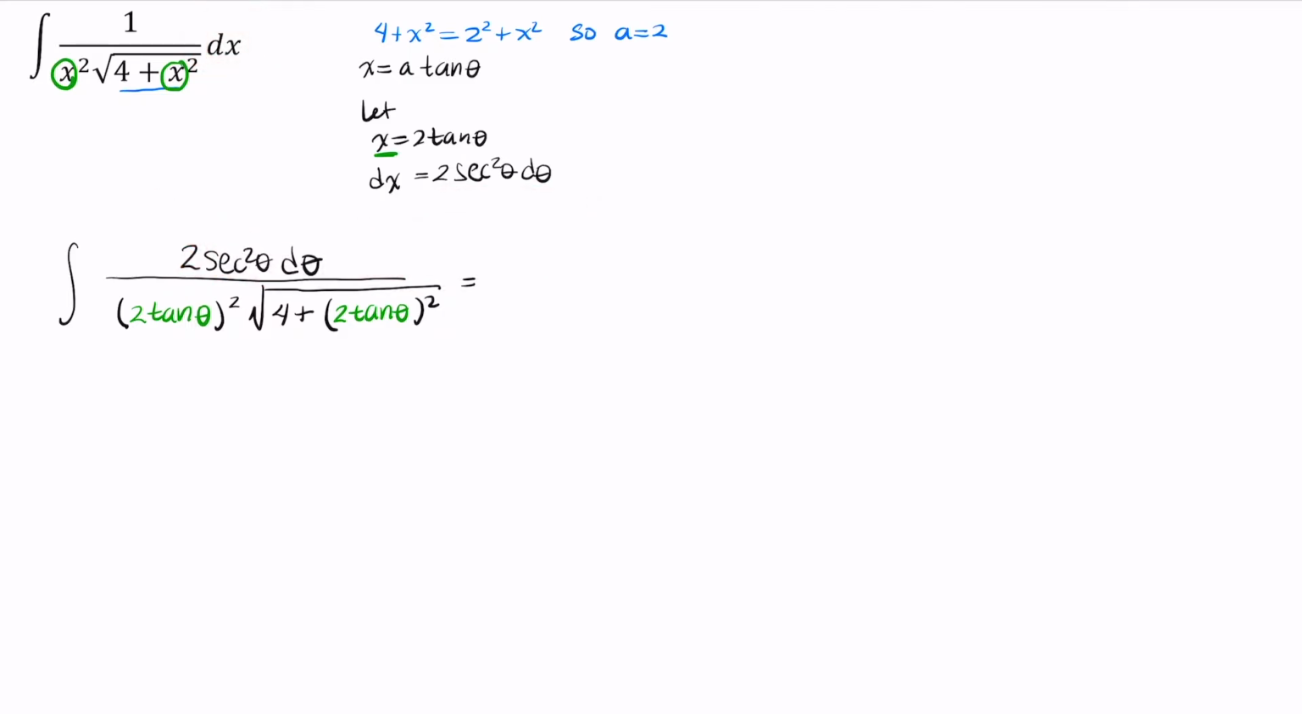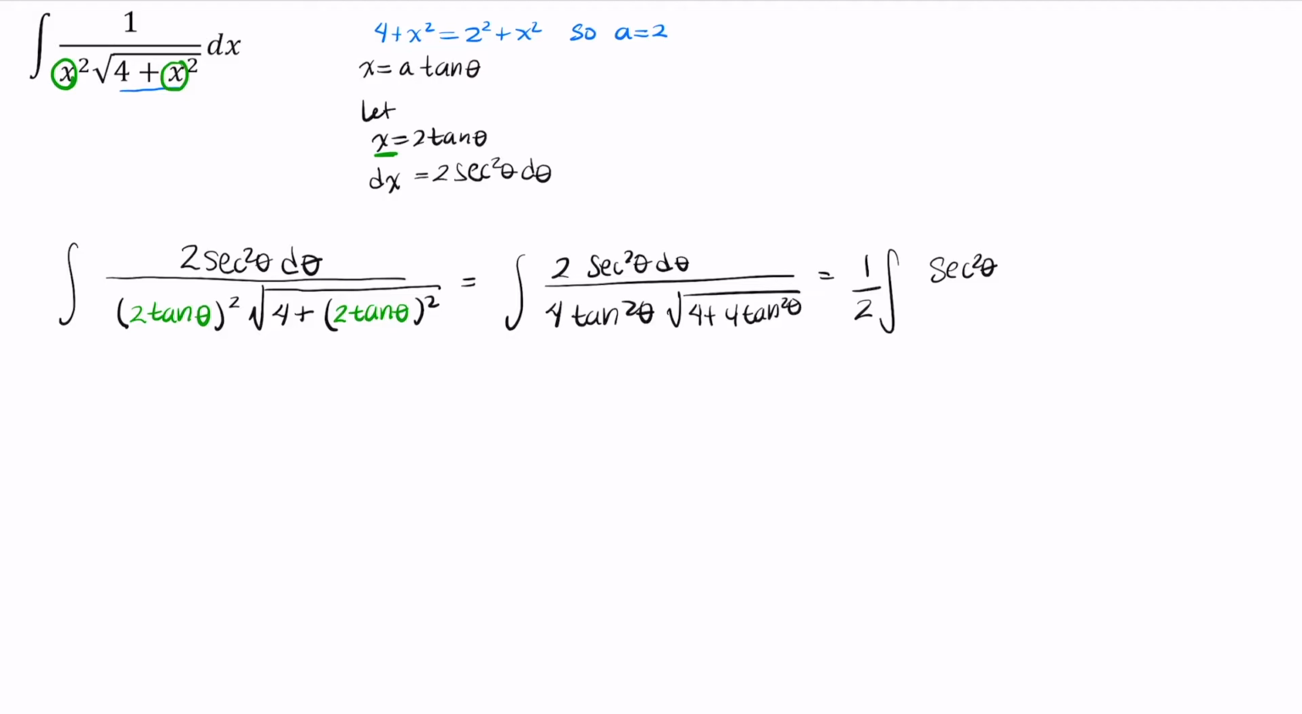Well, let's just clean this up a little bit. So what we actually have is the integral of 2 secant squared theta d theta here in our numerator. And in the denominator, we have 4 tangent squared theta times the square root of 4 plus 4 tangent squared theta. 2 over 4 is 1/2, so that's nice. I can bring that constant of 1/2 out to the front. And then in my numerator, it's going to stay the same. So every step, just write down the same thing. Whatever you're not actually working with should just be written down every step.